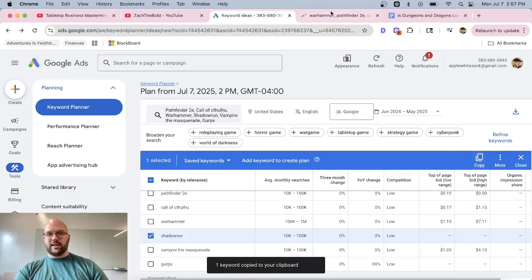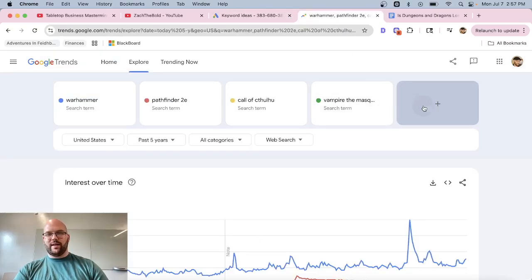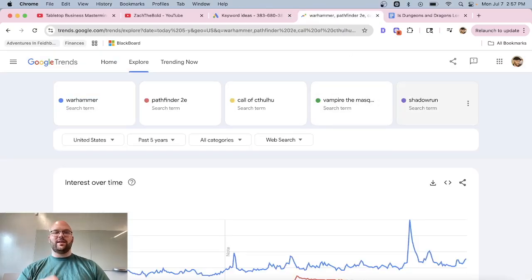Now, unfortunately, I don't think we have enough data in to figure out if Daggerheart is a major competitor yet. We're going to have to wait a couple of months for the searches to come in, for Google to analyze that data, incorporate it, and put it into something like this.